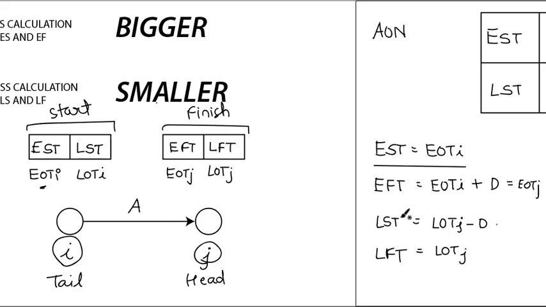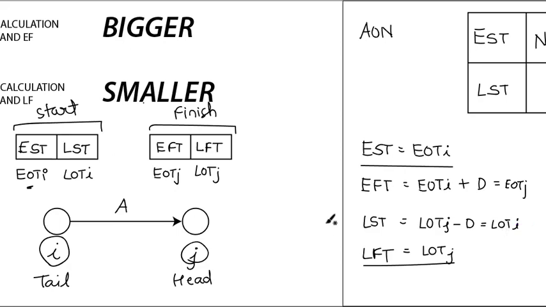Am I right? So latest start time and latest finish time. Latest finish time is LOTJ, that is this box, and latest start time will be LOTJ minus T, that is LOTI. So you cannot just remember this by listening. You have to write it down and go through it again. These terms, EOTI, LOTI, EOTJ, LOTJ, can be confusing.